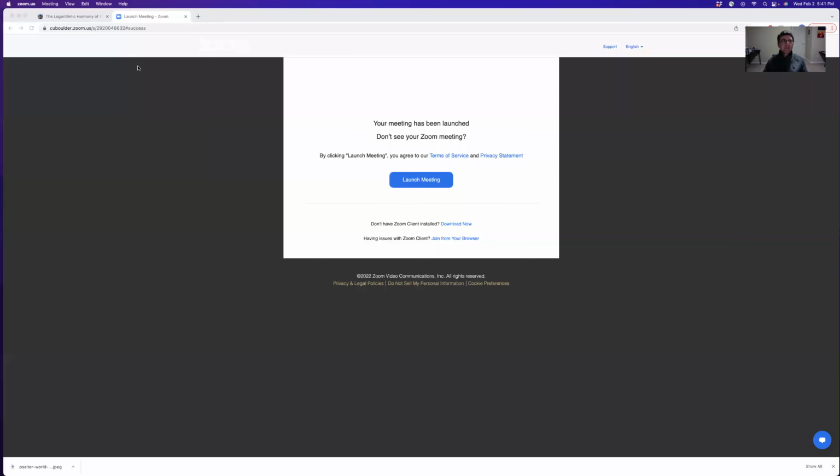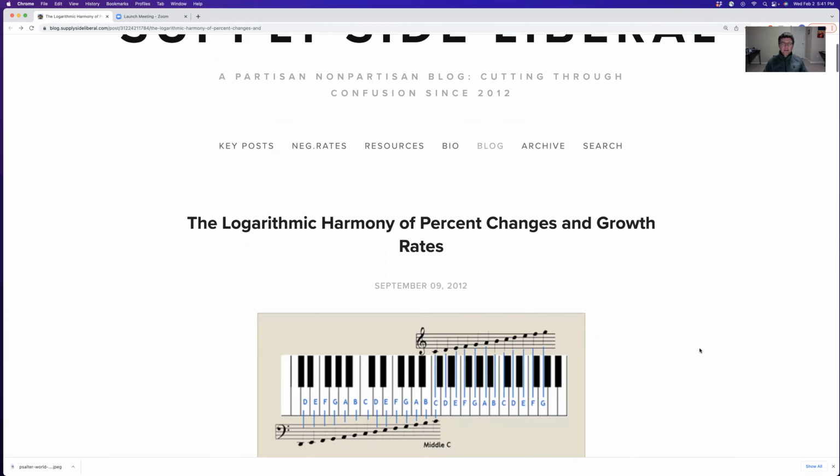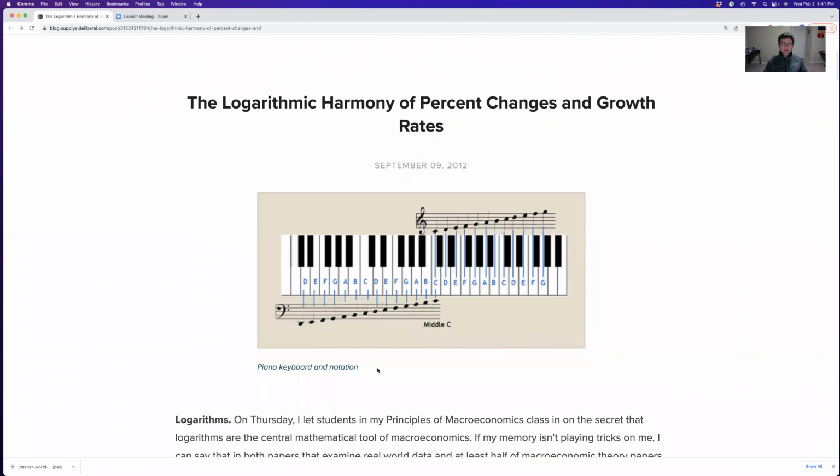Hi, this is a short video on my blog post on logarithms. All right, and here it is, the logarithmic harmony of percent changes and growth rates. So you can see the piano at the top. I'll talk about that in a minute.